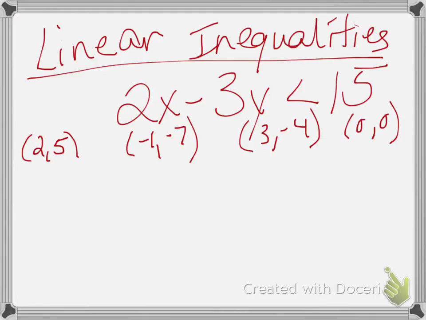Okay, so they gave you 4 ordered pairs, and they're going to ask you which ones of these are true in this inequality. So what you're going to have to do is plug each one of them into 2x minus 3y is less than 15. So 2 times 2 minus 3 times 5 is less than 15. Let's see which one's not going to work.